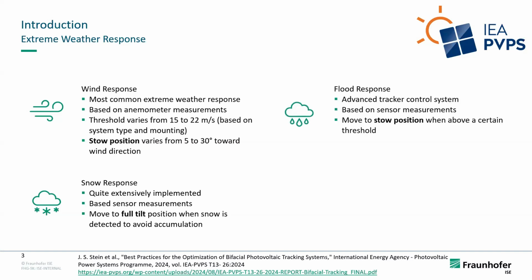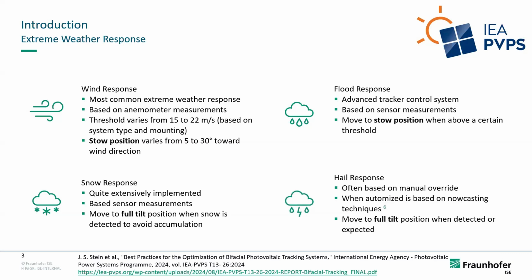A bit of a more advanced response to extreme weather is flood response, which consists in moving to stow position whenever a flood is detected through sensor measurement. And then lastly, we have the hail response, which could be either manual, based on a manual override of the tracking angle, or can be automated based on nowcasting techniques, so very short-term, very precise weather forecast. And this also relies on the movement to full tilt position whenever detected.